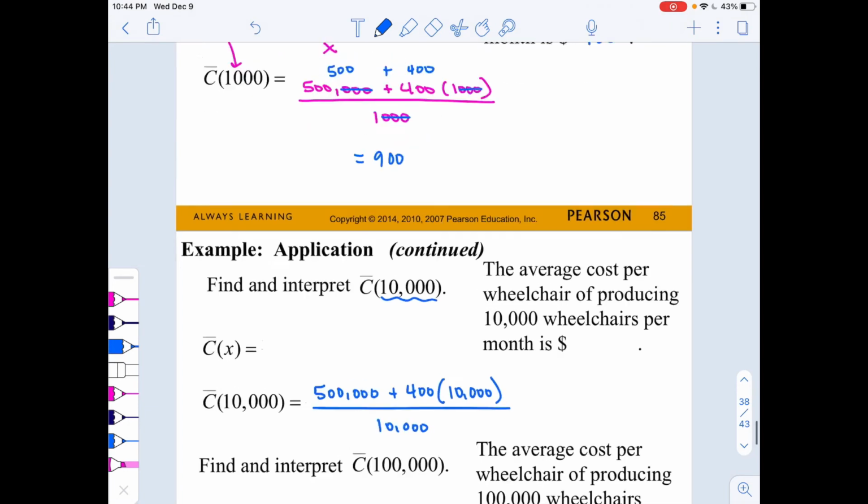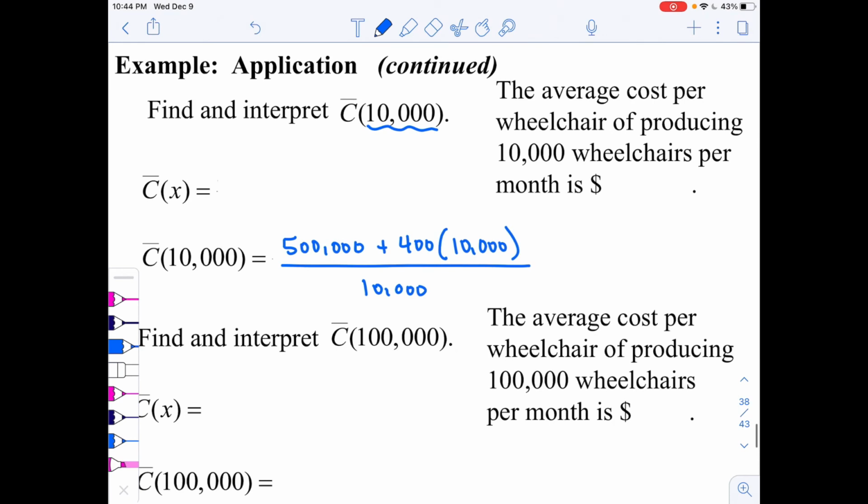10,000. I'm going to do my little trick. I'm taking away 4 zeros and 4 zeros and 4 zeros. 1, 2, 3, 4. That leaves me with 50 plus 400. If you don't like my math, grab a calculator. 50 plus 400, how much is that going to cost now? That's going to be $450 on average per chair.